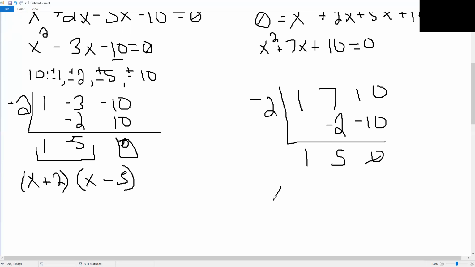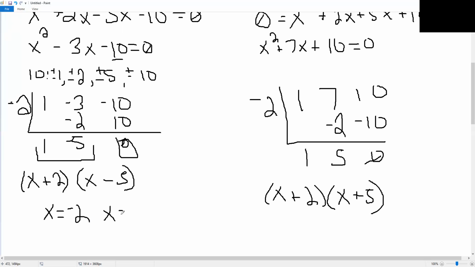And this would be x plus 2. And then the coefficient of x is 1, and then plus 5. The answers are similar, but they have different signs on the leading edge here. So our answers are x equals -2, x equals 5, x equals -2, and x equals -5. Okay, that's pretty much it. That's all you need to know for this chapter.